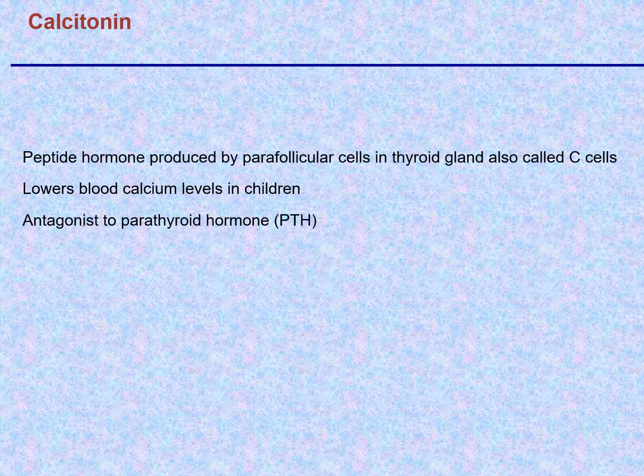In terms of the parafollicular cells, at the junctions between the follicular cells, where those round structures are made up of follicular cells around the follicles, you have parafollicular cells. They're also called C cells. They will produce a peptide hormone, which is called calcitonin. It acts in the opposite way to parathyroid hormone. Parathyroid hormone is involved in raising calcium levels, and calcitonin is involved in lowering calcium levels, particularly in children.